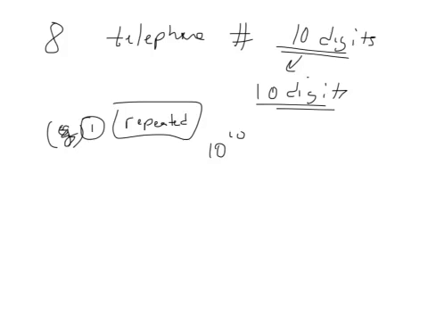However, if numbers can't be repeated, then we're going to have 10 digits from which we're choosing 10 of them. So that's just going to be 10 factorial.